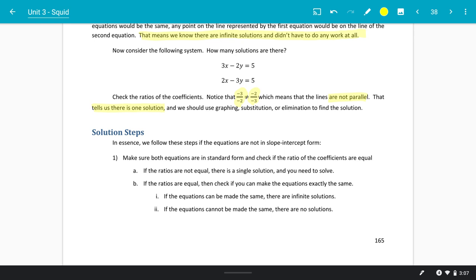So in essence, we follow these steps if the equations are not in slope-intercept form. Make sure both equations are in standard form and check the ratio of the coefficients to see if they're equal. If they're not equal, there's a single solution we need to solve. If the ratios are equal, then we can check the equations to see if they're exactly the same. If they're the same, infinitely many solutions. If they cannot be the same, there are no solutions.